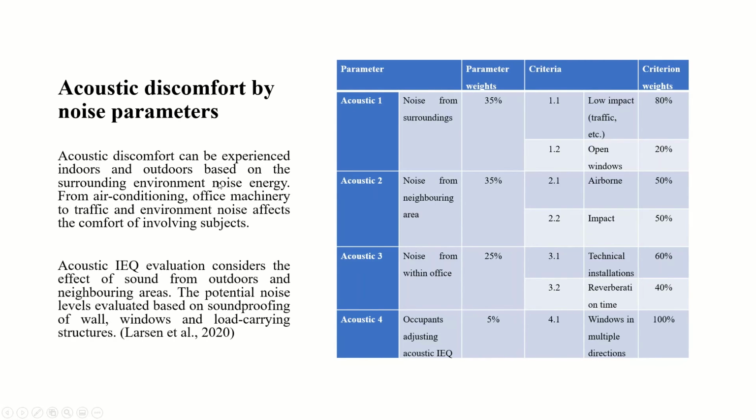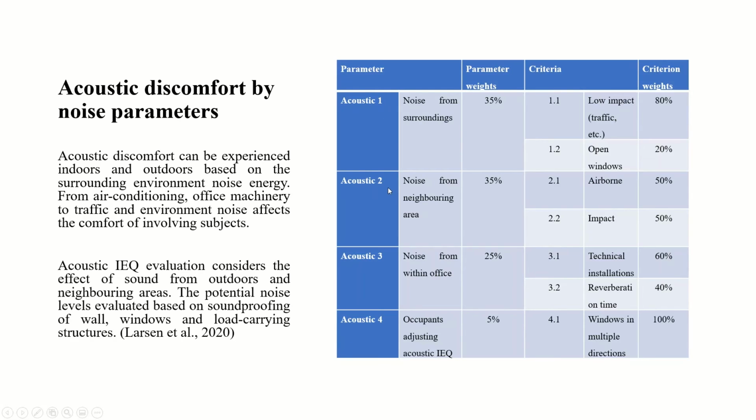Acoustic discomfort can be experienced indoors and outdoors based on the surrounding environment's noise energy. From air conditioning and office machinery to traffic and environment noise, it affects the comfort of the subjects involved. Acoustic IQ evaluation considers the effect of sound from outdoors and neighboring areas, with potential noise levels evaluated based on soundproofing of walls, windows, and load-carrying structures. This table has been referred from previous research.